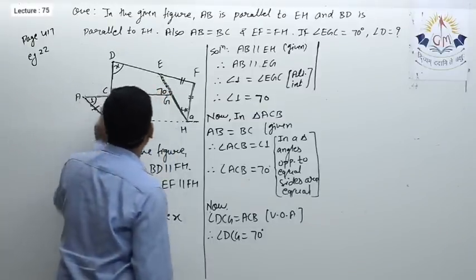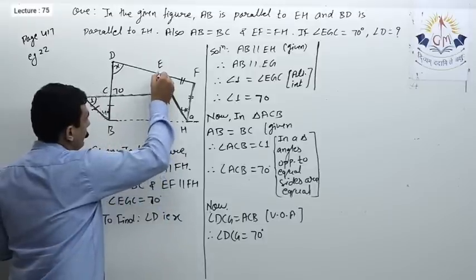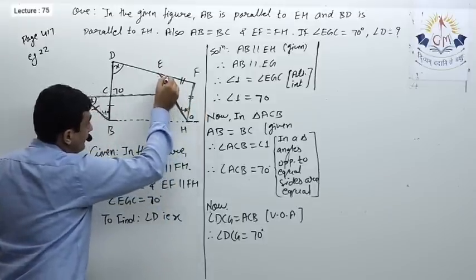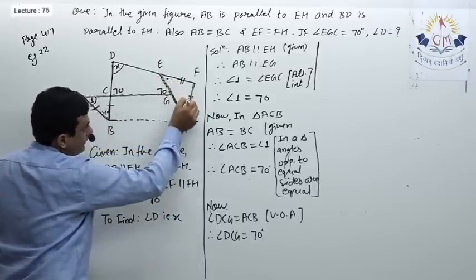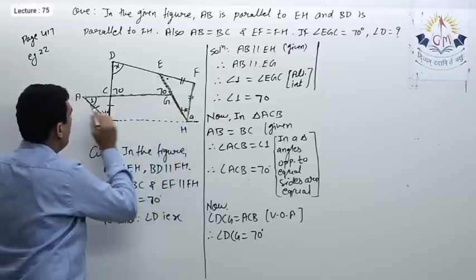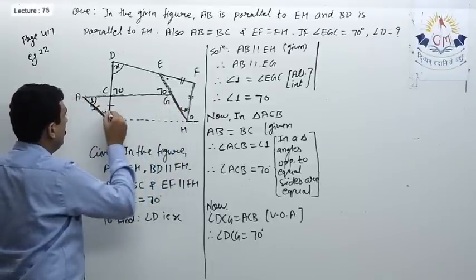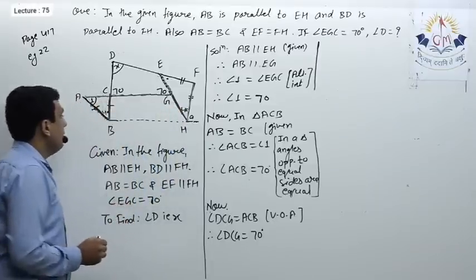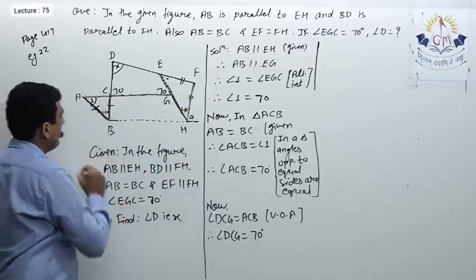Okay, now I will try to get the measure of this angle, and to get this I need this, and to get this I need this. Okay, so now angle ABC, okay, now this is 40 degree.